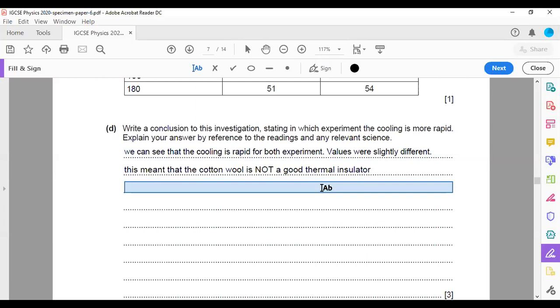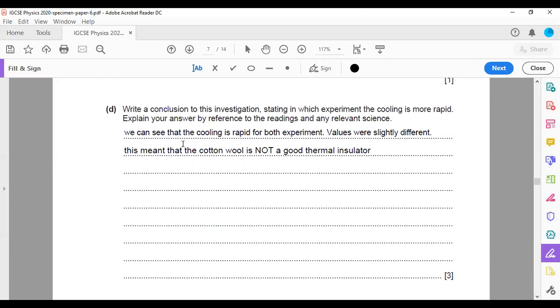A good thermal insulator is something like Styrofoam, which means that when you boil the water in a Styrofoam cup, you are not going to get burned, and the temperature is going to stay at its value until you stir it or throw it away or do whatever. Right? So those are the answers, and we can see that the cooling is rapid in both experiments. Values were slightly different. This meant that the cotton wool is not a good thermal insulator. Good. Which is the 3 points we're really looking for here.